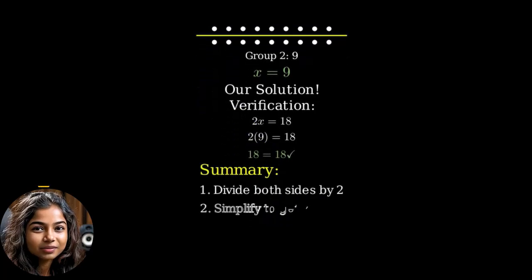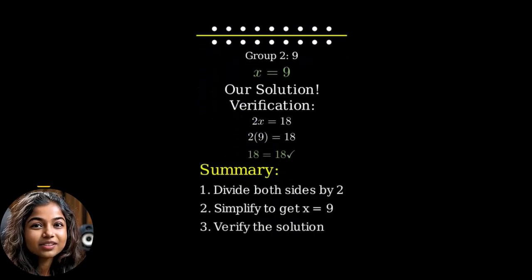In summary, we solved the equation by first identifying that we needed to divide both sides by 2, then performing the division to get x equals 9. And finally, let's understand what we mean by the degree of a linear equation. The degree of an equation is the highest power of the variable in that equation.